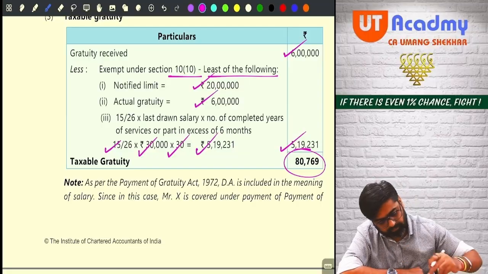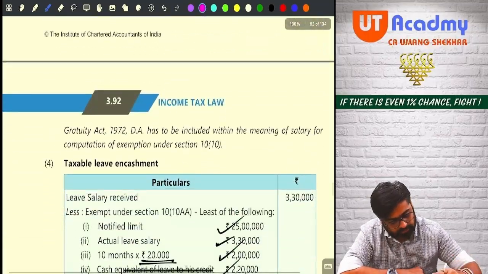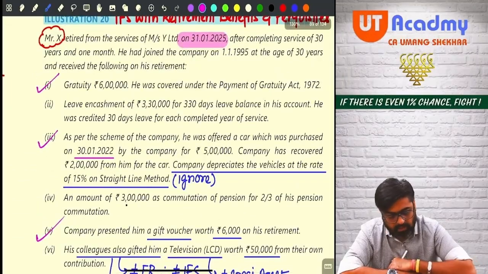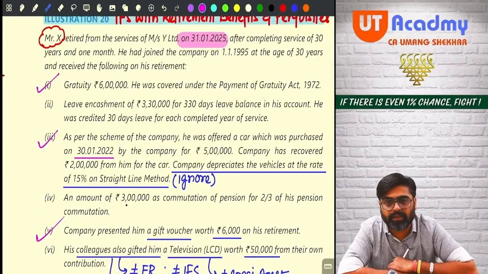Got it? Now pay attention. Gratuity is done. So this point number 1 is done. Now second point, pension we will be doing. Okay. How much is the uncommuted pension?